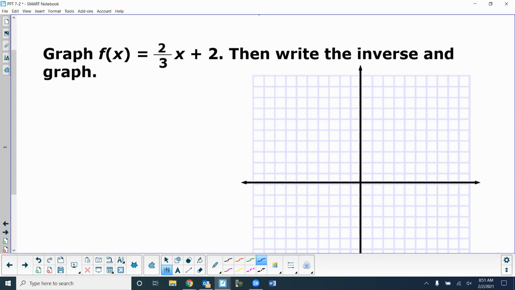I know you guys can graph that. 2 is our y-intercept. Go up 2 and over 3.